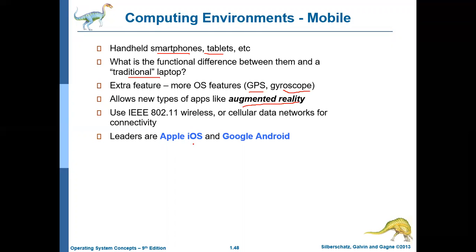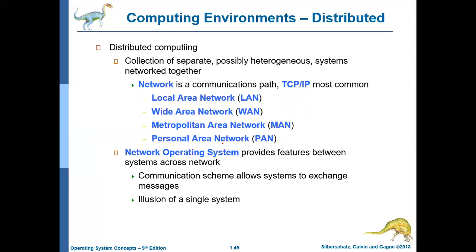Currently we have two famous operating systems working on mobile phones. One is iOS for Apple phones. The other one is Android, which powers most of the other manufacturers' phones. So this is a brief view of the computing environment provided in mobile devices.